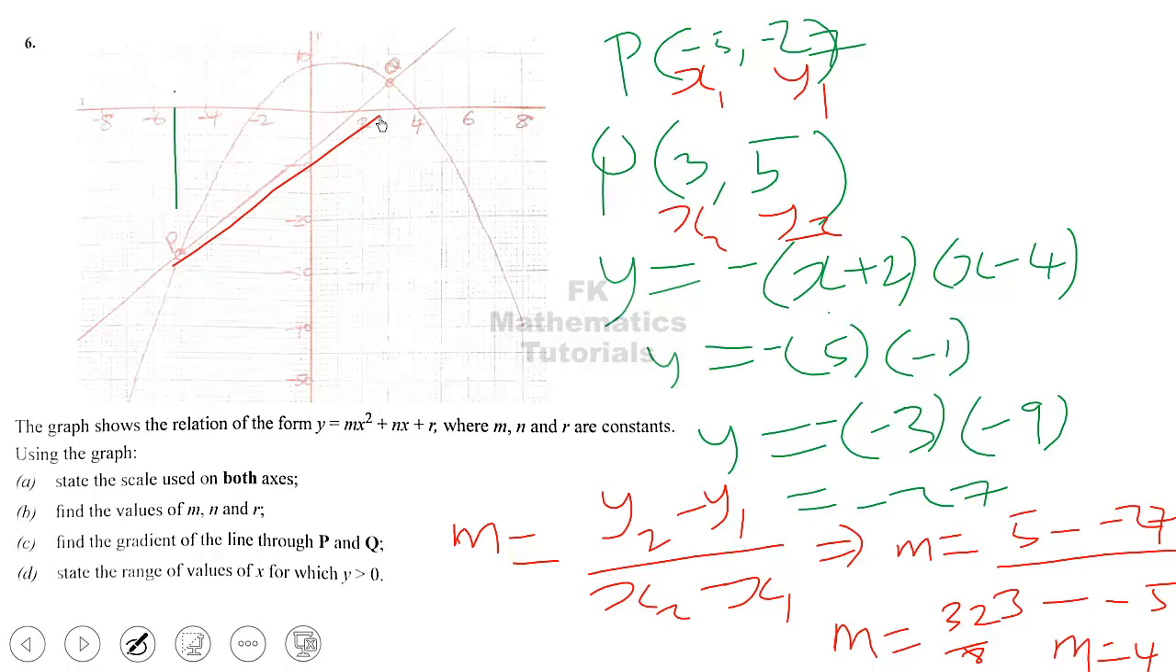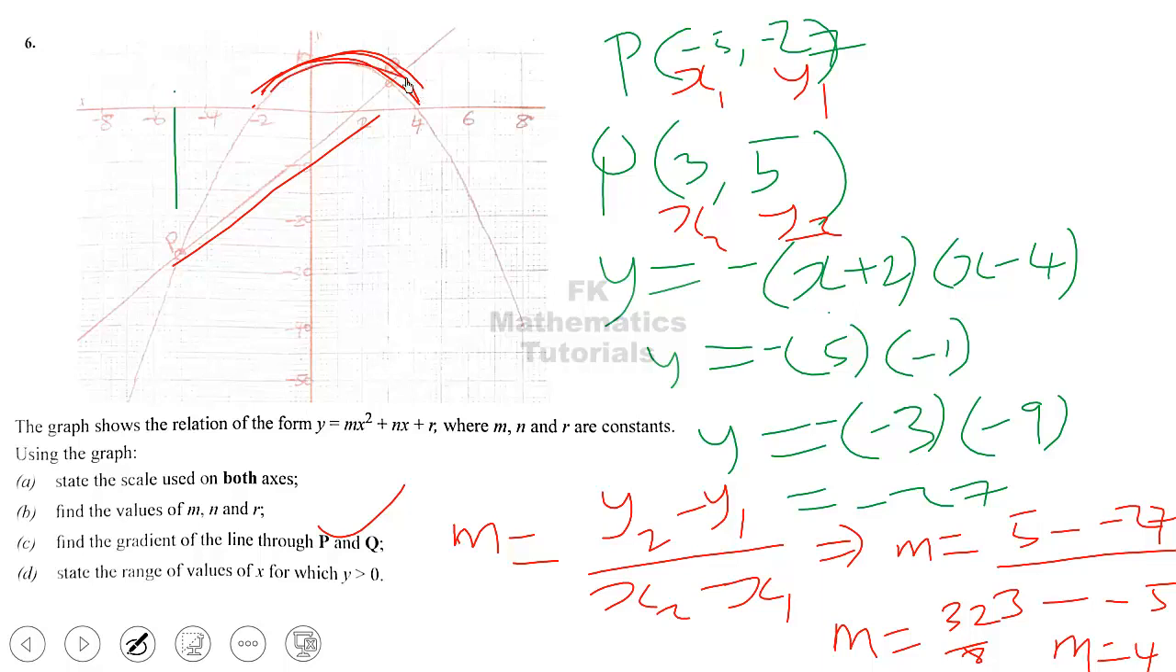Yes, it's 4. So that's it. Find the gradient of the line. So we found that one already. Then you have to state the range of values of x for which y is greater than 0. So y is greater than 0 here in this range.